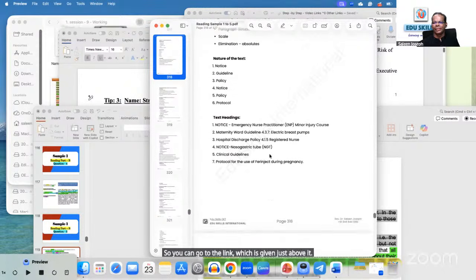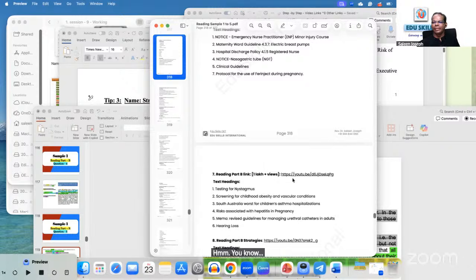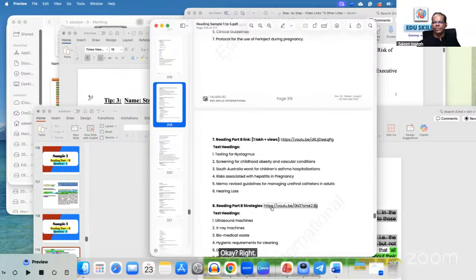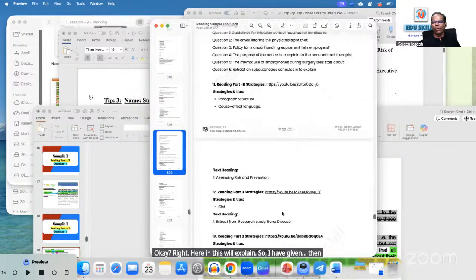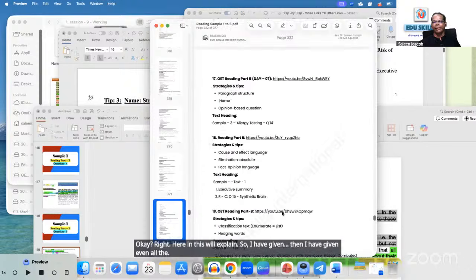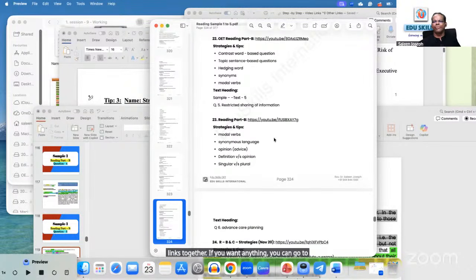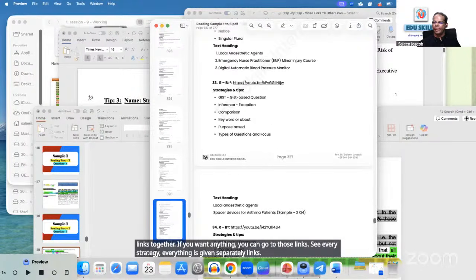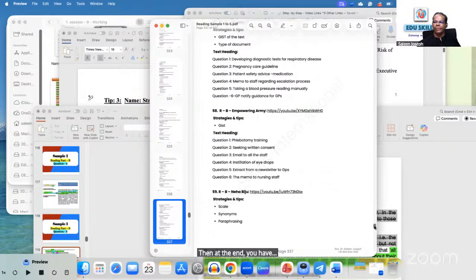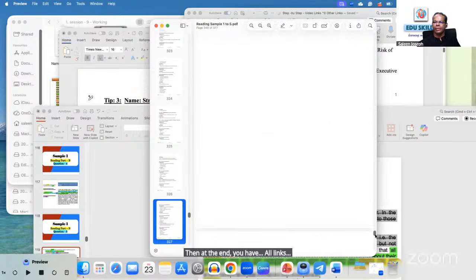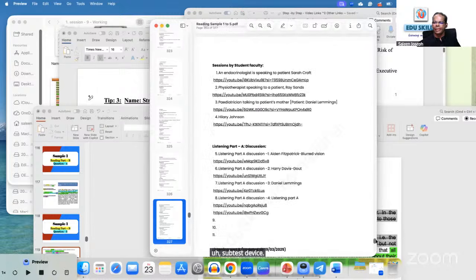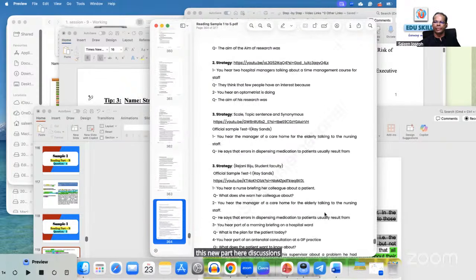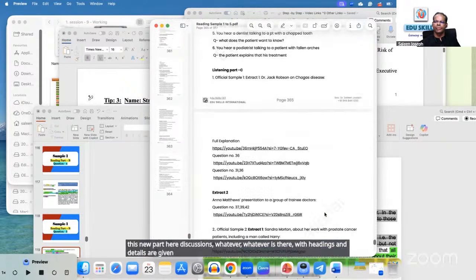That will explain. Here we'll see reading. This has got 1 lakh plus views. Here this will explain. So I have given all the links together. If you want anything, you can go to those links. Every strategy is given with separate links. Then at the end, you have all links given separately subtopic-wise. See here: listening, part A discussions, whatever is there, with headings and details. You can simply click there and find the explanation.